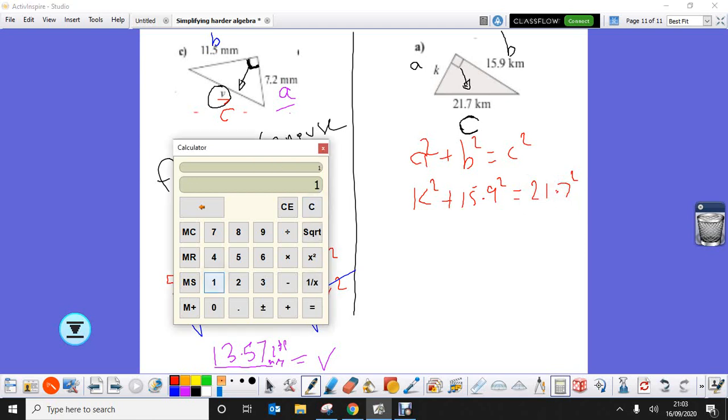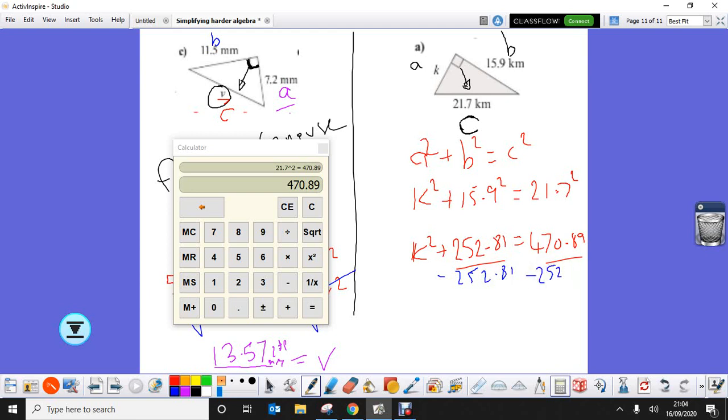Okay, so to the calculator, 15.9 squared is going to be 252.81, and 21.7 squared is going to be 470.89. Now, I know that K squared plus that value is going to equal 470.89. So to get rid of the value of this side, I do the inverse. So I'm going to take that away. So this side of the equals, I'm making that equal zero. And I've got to do that the other side. So literally all I'm doing is taking it away from both sides.